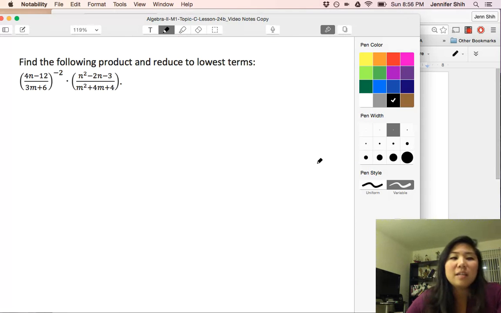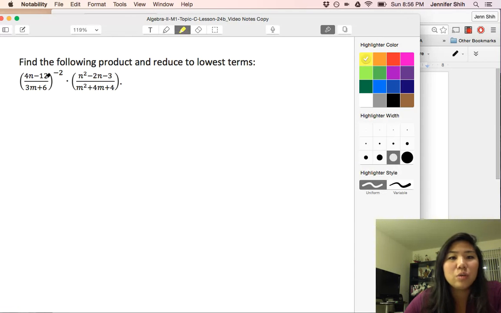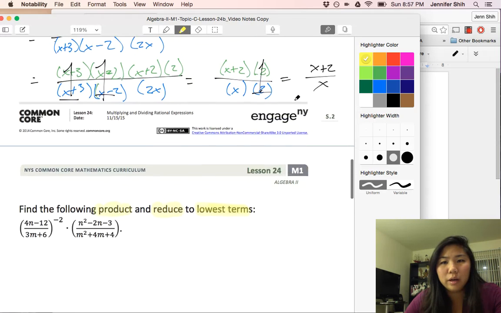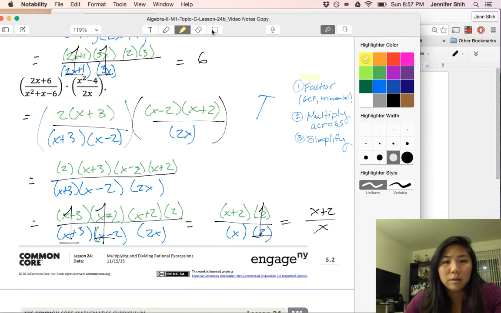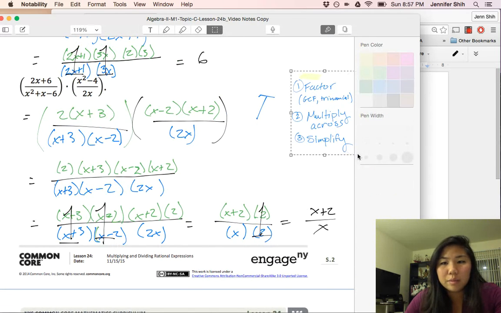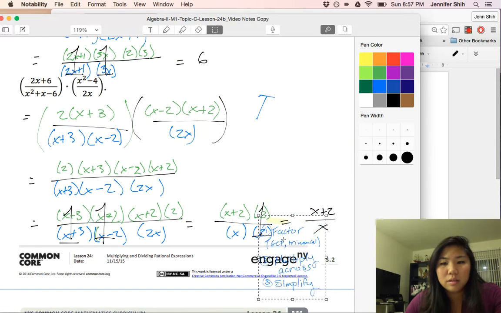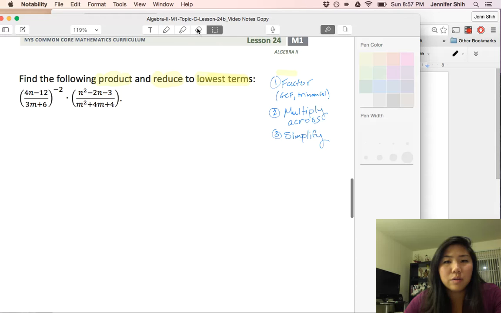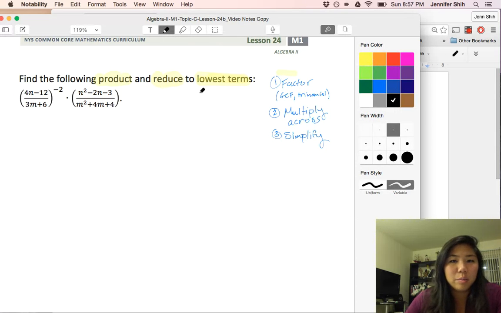So in our last example, our directions are to find the following product and reduce to lowest terms. So again, we're going to find the product, and then we're going to reduce to lowest terms. So I'm just highlighting what I think are important words that I should take from this. I'm also going to bring our little steps with us. Okay, so back to this example.